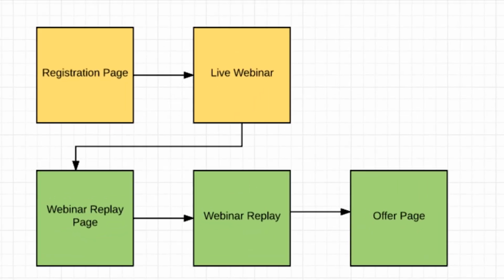So here's what the funnel looks like. It's not complex at all. You can add things to it to make the experience a lot better if you want to, but you don't have to necessarily. As you can see up at the top here, we have the registration page. That's the initial page that everybody is going to see. And then of course, they're going to sign up for the live webinar.